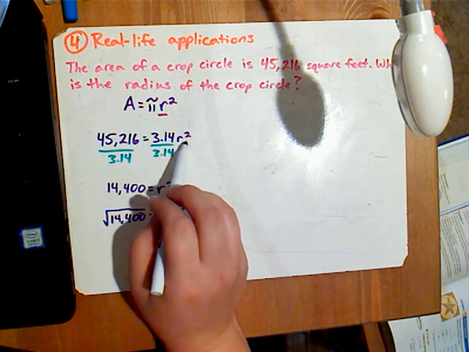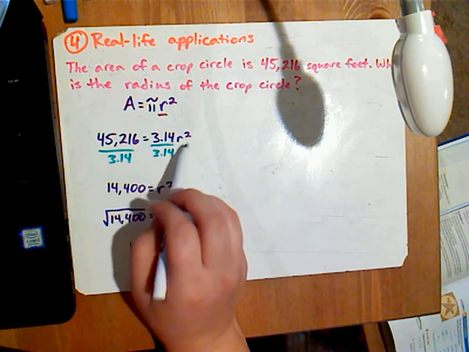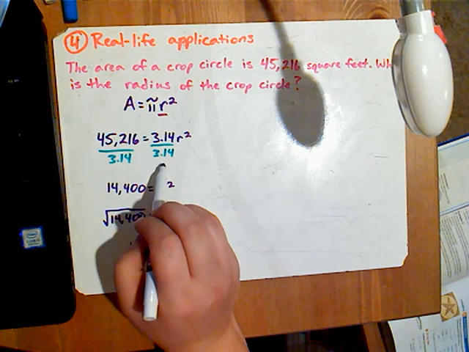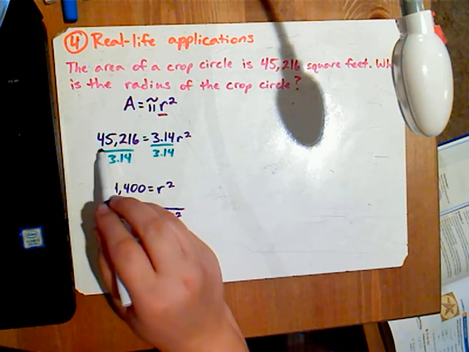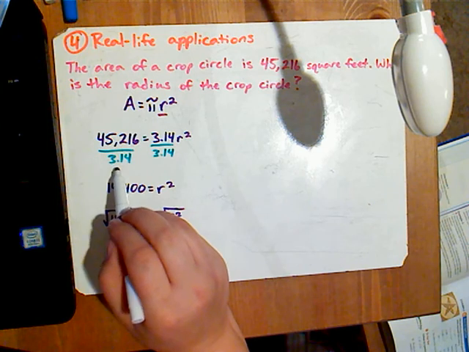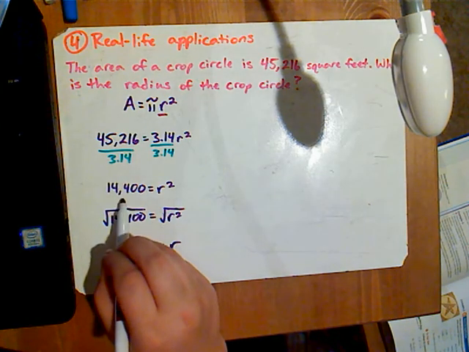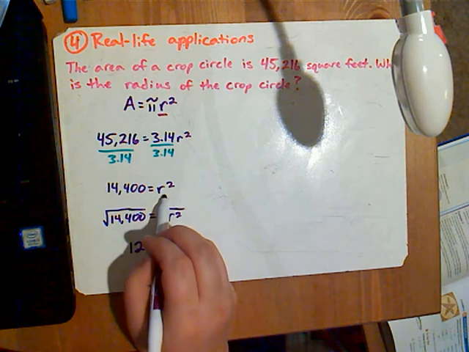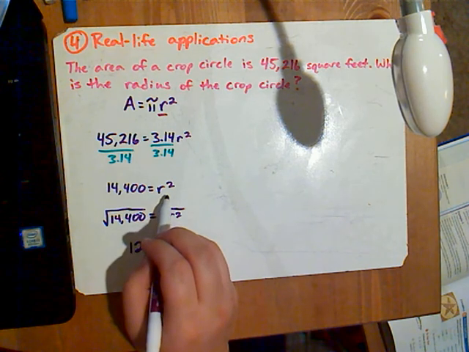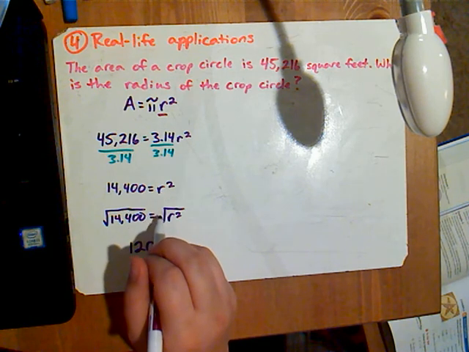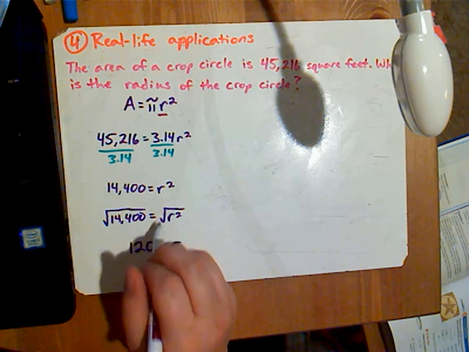times r squared. So we want that r squared by itself. We divide both sides by 3.14. So 45,216 divided by 3.14 is 14,400 equals r squared. So we need to get that r by itself, and to get that r by itself, we need to find the square root.